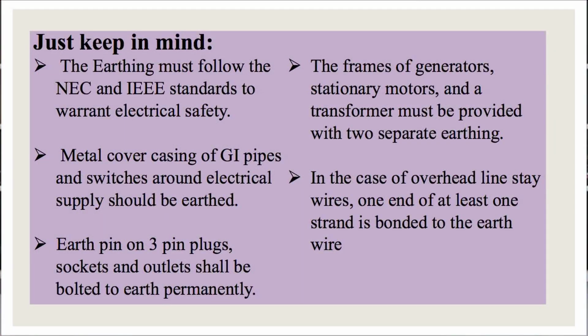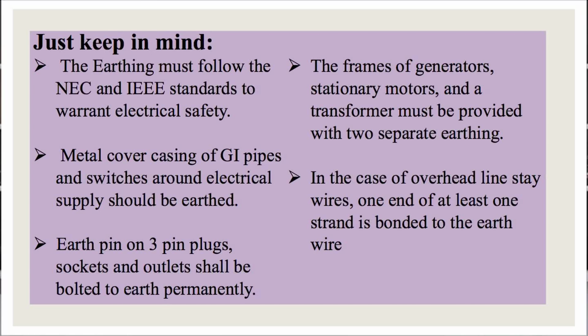Just keep in mind the earthing must follow the NEC, National Electrical Code, and IEEE, Institute of Electrical and Electronics Engineers standard to warrant electrical safety. Metal cover casing of GI pipes and switches around electrical supply lines, every appliance should be earthed. Earth point on 3-pin plugs, sockets and outlets shall be bolted to earth permanently.